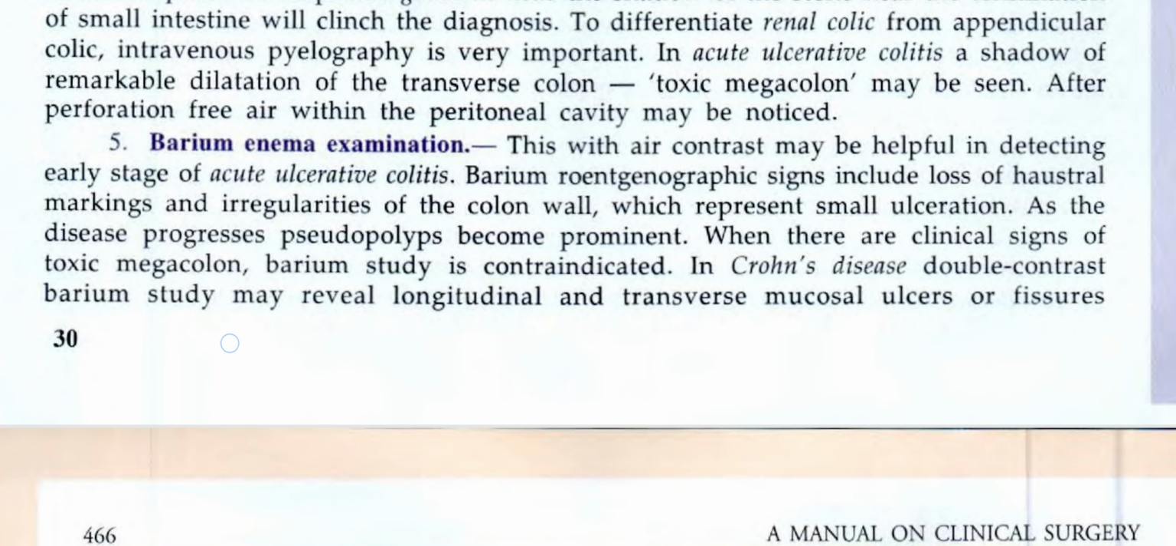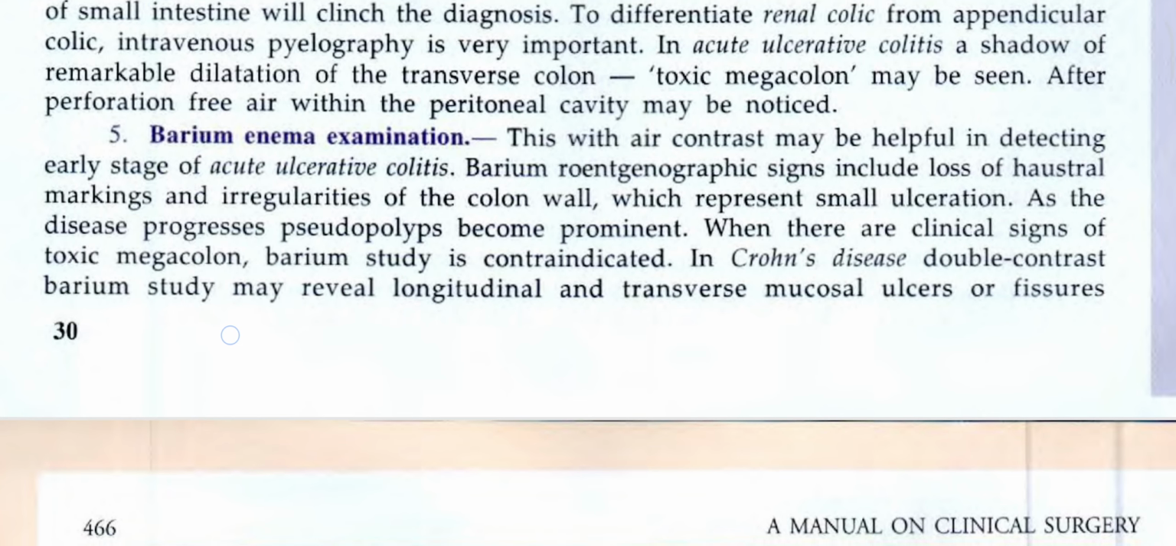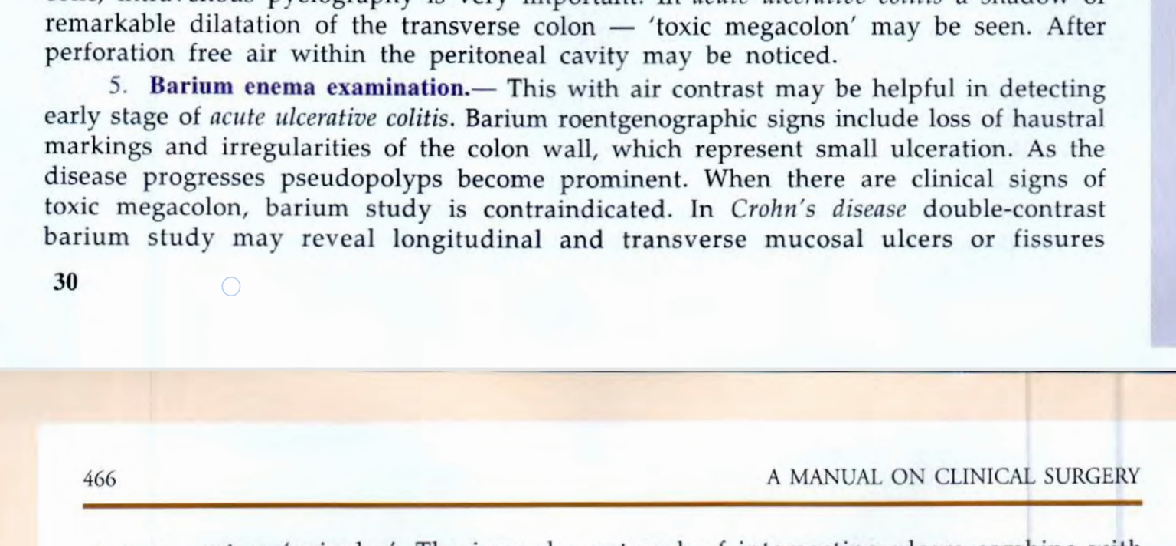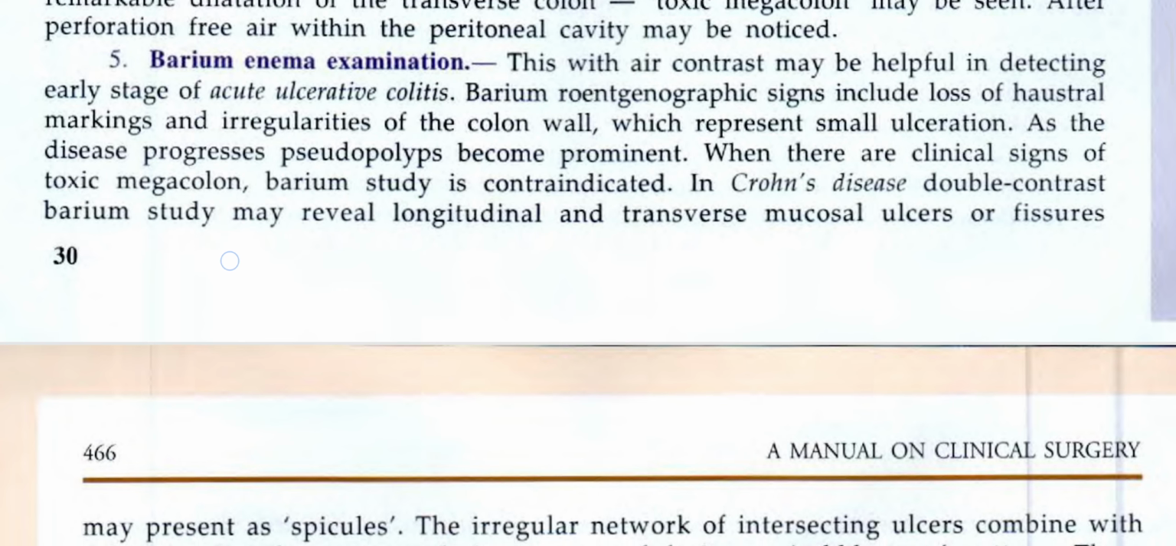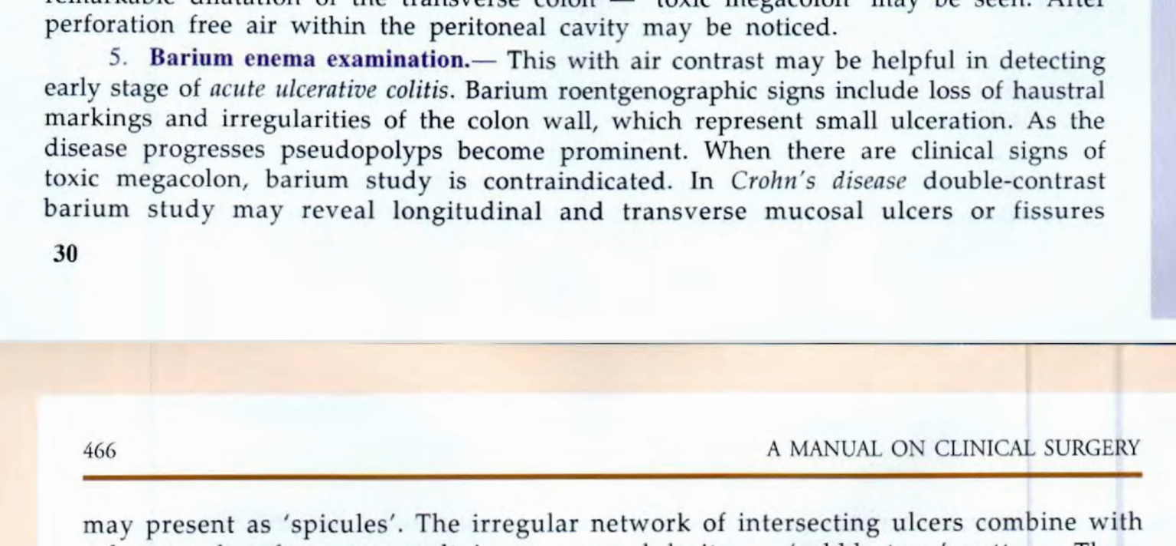Barium enema examination with air contrast may be helpful in detecting the early stage of acute ulcerative colitis. Barium radiographic signs include loss of haustral markings and irregularities of the colonic wall, which represent small ulceration. As the disease progresses, pseudopolyps become prominent. When there are clinical signs of toxic megacolon, barium study is contraindicated.